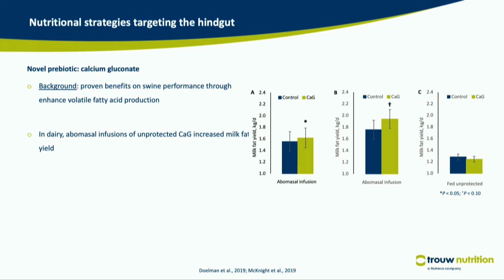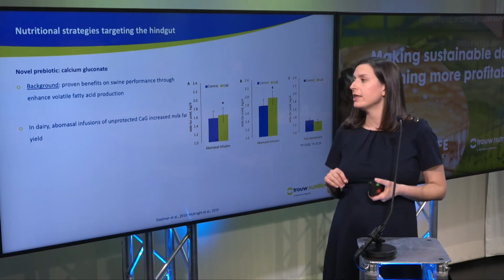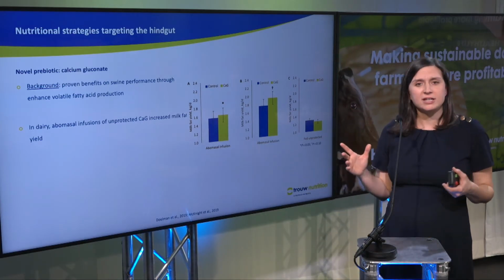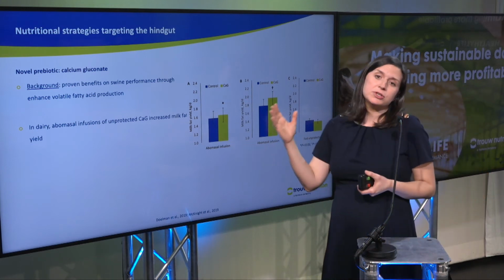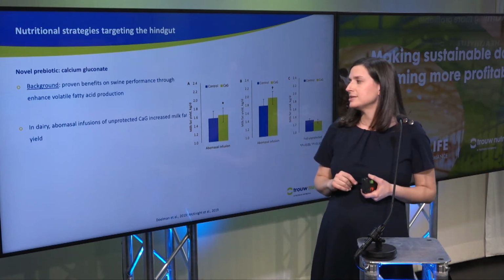In our group, the R&D group at Tron Nutrition, we've been doing a lot of work with a specific one, and this is calcium gluconate. The background on this compound actually comes from swine. It was shown that feeding gluconic acid and gluconate salts improves performance in swine. The initial experiments, led by John Dulman back in Canada, were done with the unprotected molecule through abomasal infusion, similar to what we did in the hindgut acidosis model.